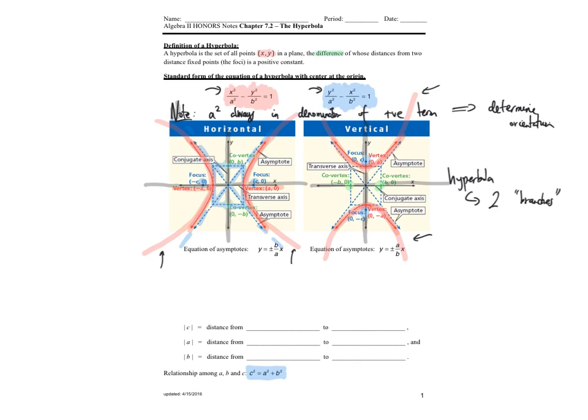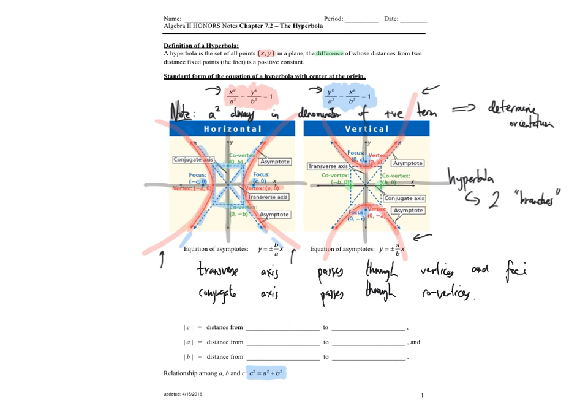It's so important, let's note it down. So the transverse axis passes through the vertices and the foci. The conjugate axis passes through the co-vertices.